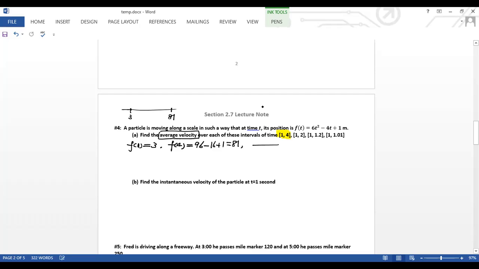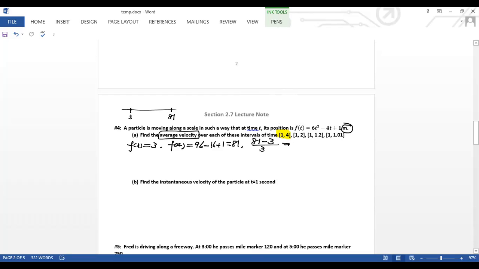So how fast do you go? You go 81 minus 3, you travel 78 meters, right? So this is 78 meters in how many seconds? 3 seconds. So what do you have here?